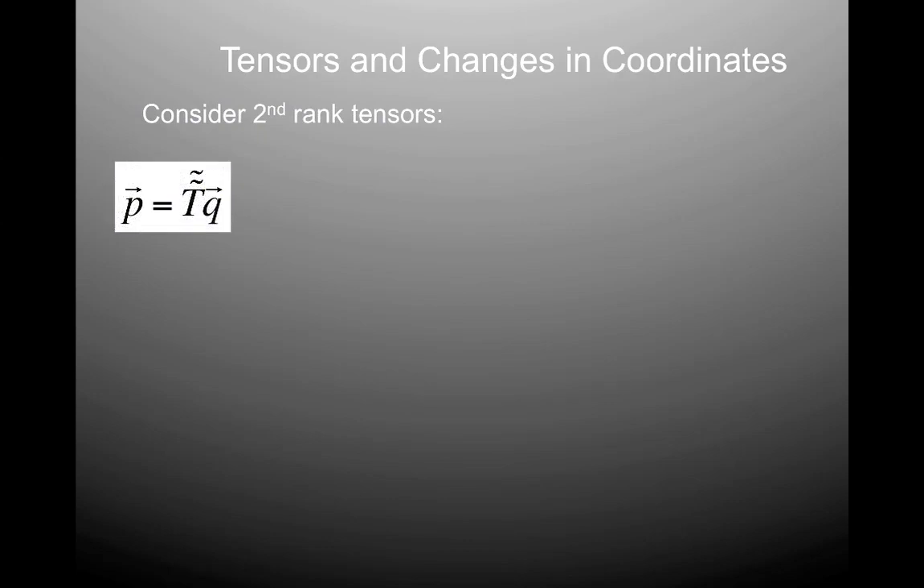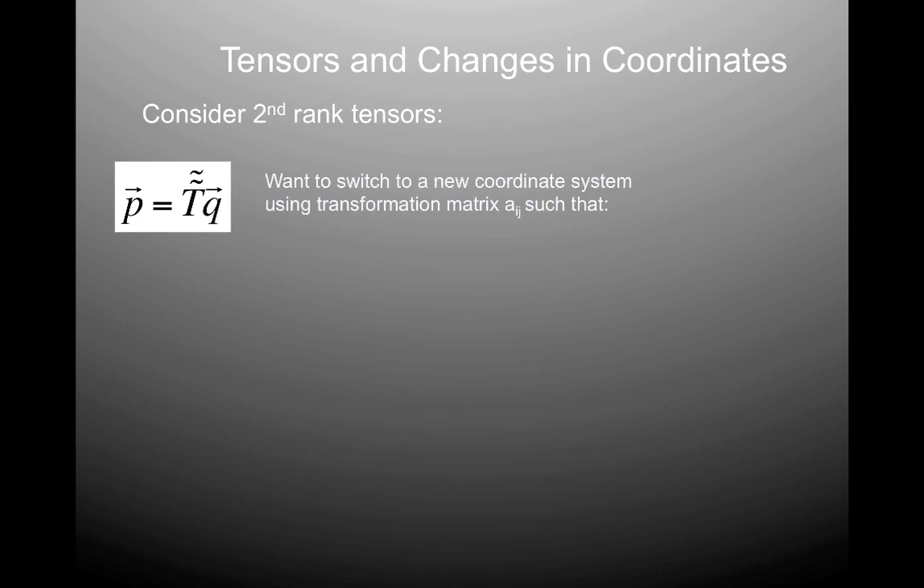Now let's talk about the coordinate change associated with tensors, and we'll start with the second rank tensor. In a general case, we have vectors p and q with tensor t mapping between q and p. Now, if we want to switch to a new coordinate system, we'll use a transformation matrix A sub ij, such that in the new coordinate system we have p prime is equal to a linear mapping of q prime, and the linear mapping is through the tensor t prime.